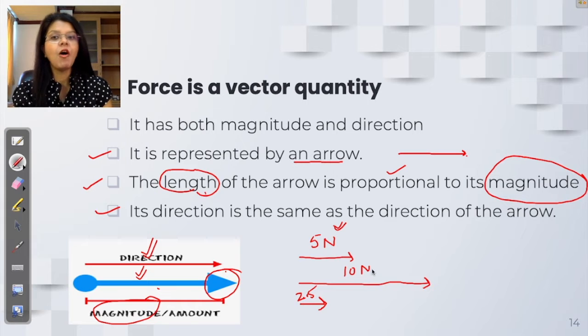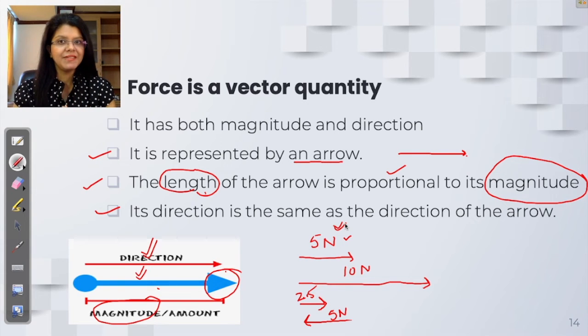If you're drawing an opposite force of 5 newtons, how would it look like? Opposite force, like this. This is 5 newtons in the opposite direction as the first force that we had drawn here, right? So very, very important thing, force is a vector quantity. The length of the arrow which represents the force is proportional to its magnitude, and the arrowhead represents the direction of the force.